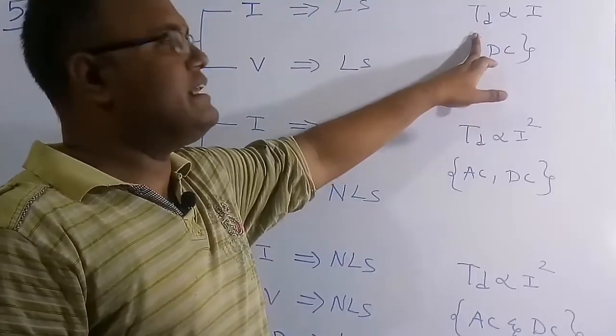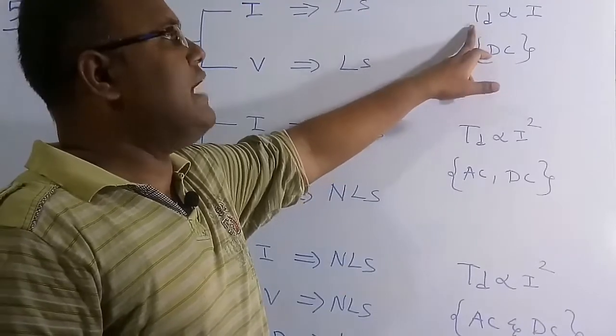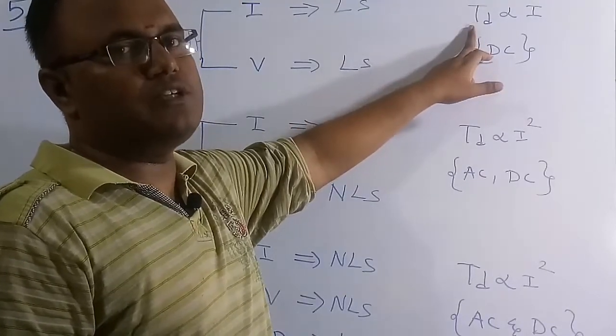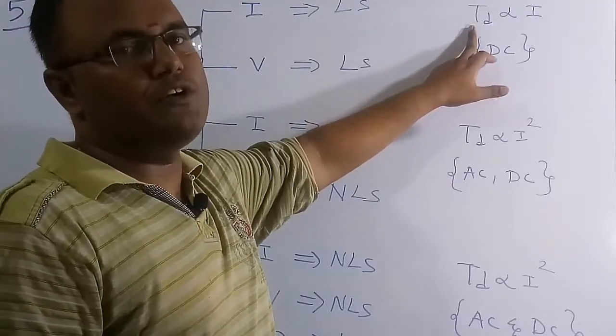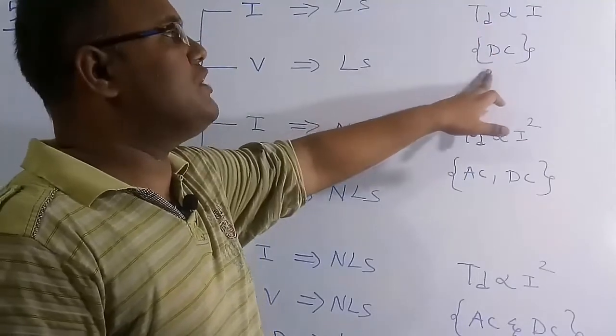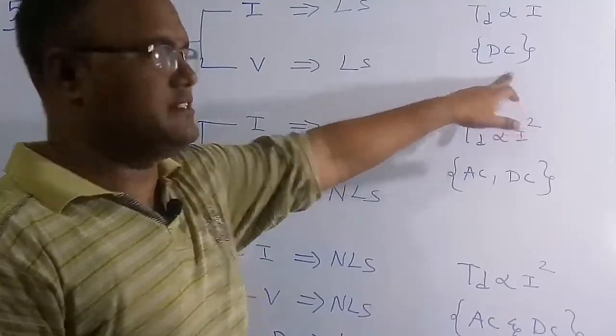So therefore, for AC, if you give AC supply, the average value of the deflection torque is equal to 0. So therefore, the pointer will never move if you give the AC. So therefore, it is used only for the DC, but not for the AC.